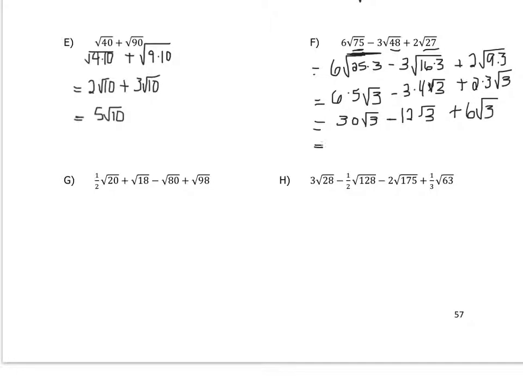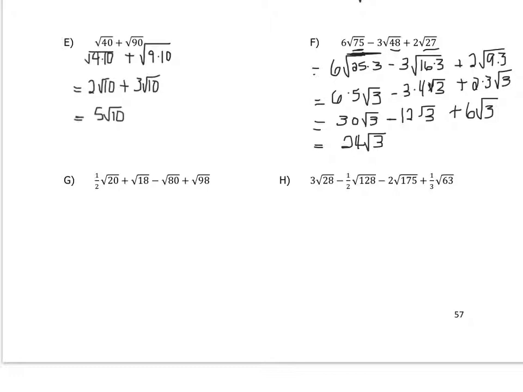So they're all like radicals now, with a root 3 common radical part. So 30 take away 12 is going to be 18. 18 plus 6 is 24, root 3. And that will be your simplified answer, because the radical 3 can't be broken down any further.